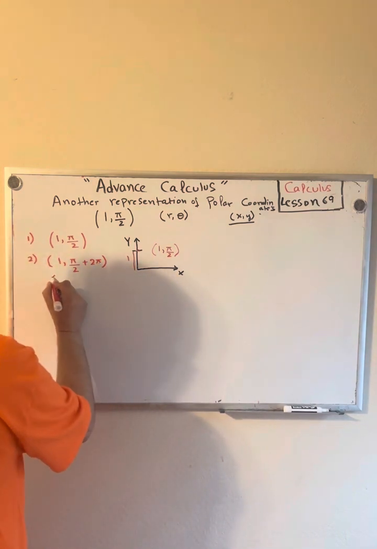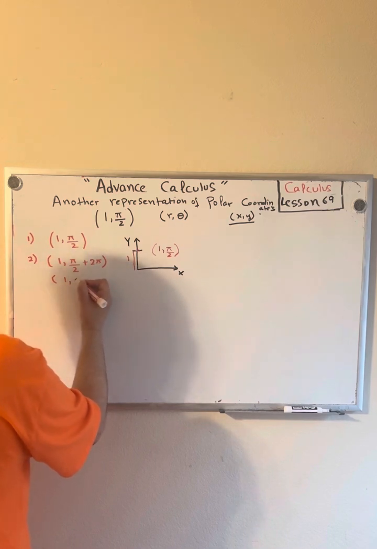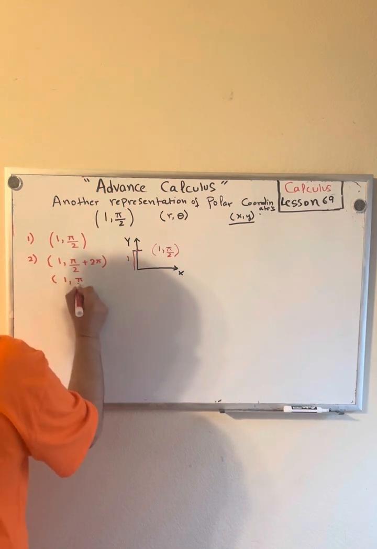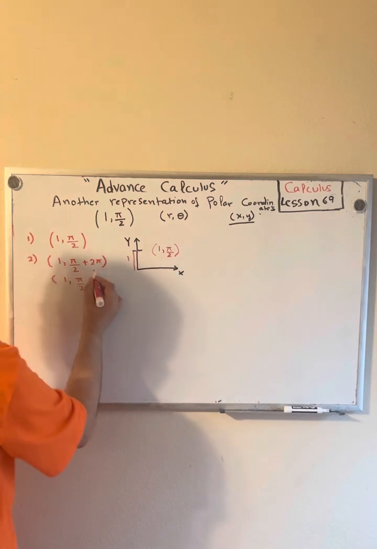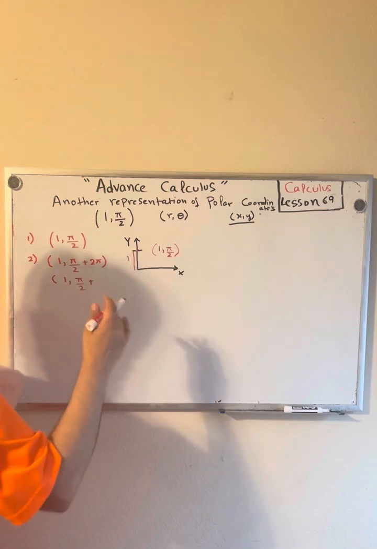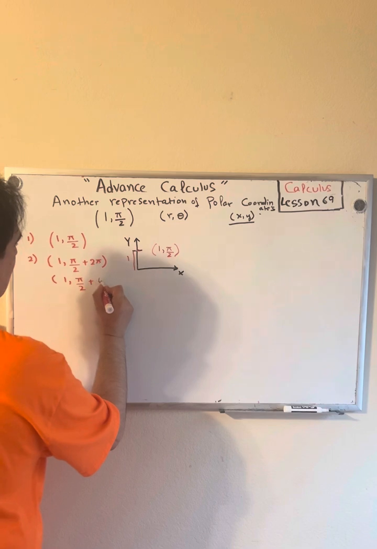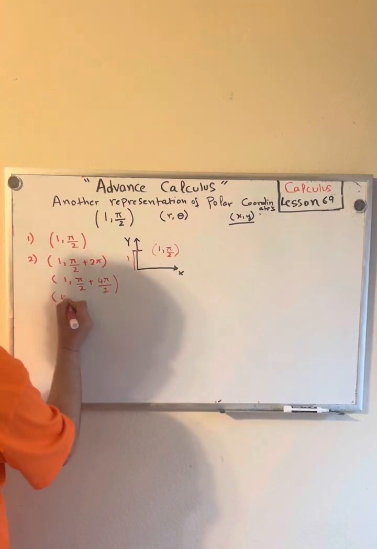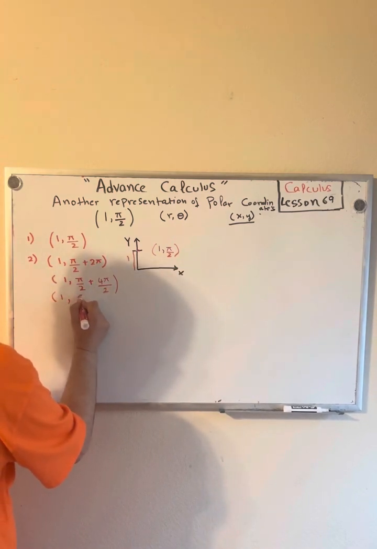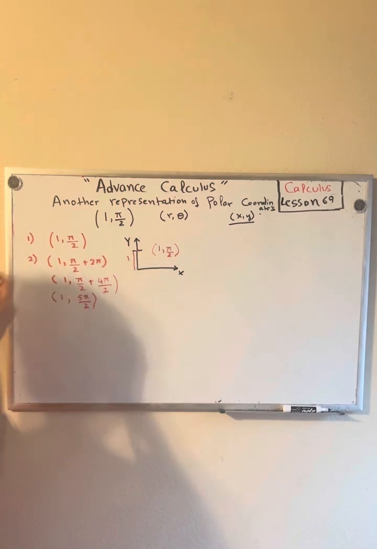So then if you solve this, you get 1, pi over 2 plus 2 pi. And then I multiply and divide this by 2 so that I can have a common denominator. So if I multiply 2 pi by 2, that becomes 4 pi, divided by 2. So then I can say the answer is 5 pi over 2, right? So I can represent this like this.